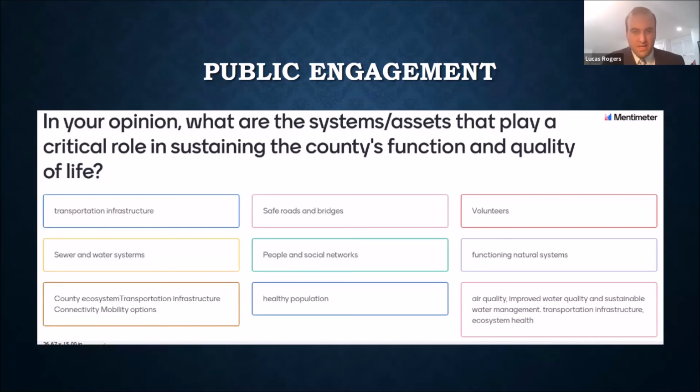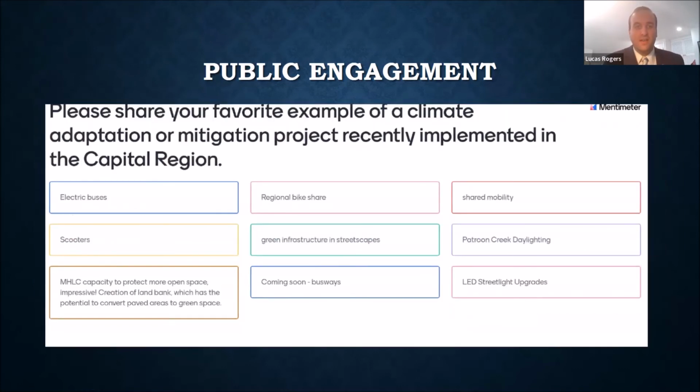You can see, I think 3 out of the 9 responses here have a transportation nexus: safe roads and bridges, transportation infrastructure. And I think transportation infrastructure is listed again. Please, your example of a climate adaptation or mitigation project. So what's going on now?